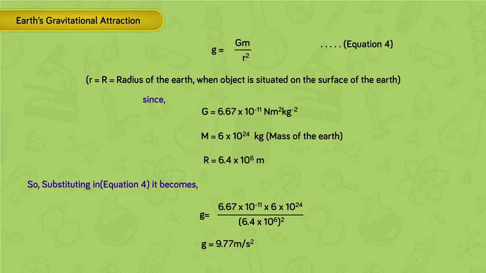This acceleration depends only on the mass M and radius R of the earth, and so the acceleration due to gravity at a given point on the earth is the same for all objects. It does not depend on the properties of the object.